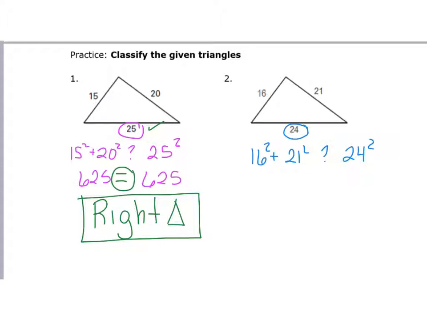All right, so in my calculator, 16 squared plus 21 squared gives me 697. Okay, and 24 squared is 576. So my symbol then is going to be facing towards the bigger side. The one we thought was the hypotenuse is too small to be a hypotenuse. So that means this triangle is an acute triangle.